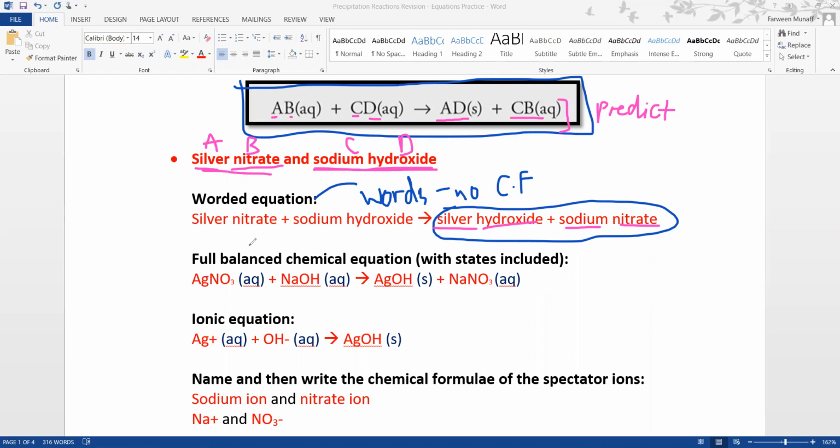All right, and we've already looked at the worded equation and the full balanced chemical equation. I just want to explain to you guys what the ionic equation is. We went through this in 4.5, but again, some of you didn't do this question in the worksheet as well. With the ionic equation, all you're really doing is looking at what the precipitate is, because remember, the ionic equation is always for the precipitate.